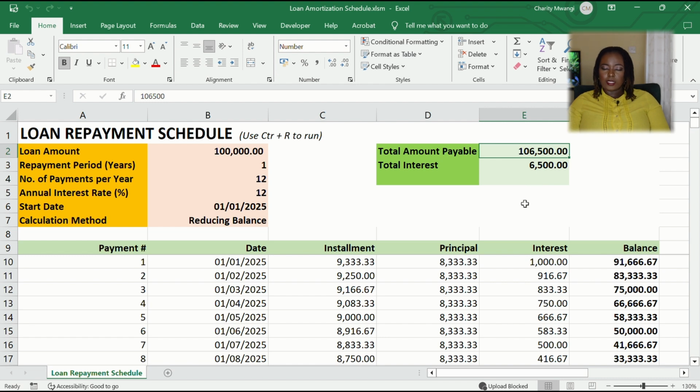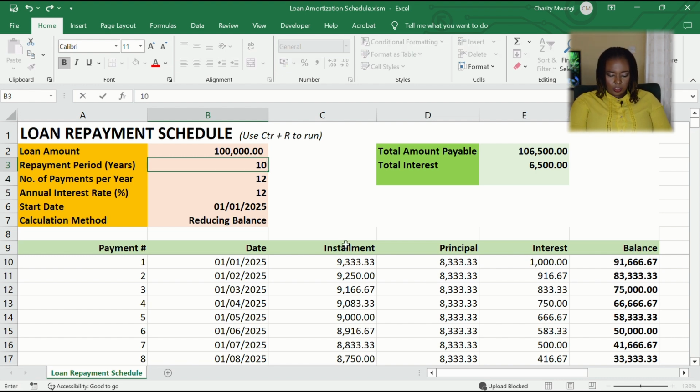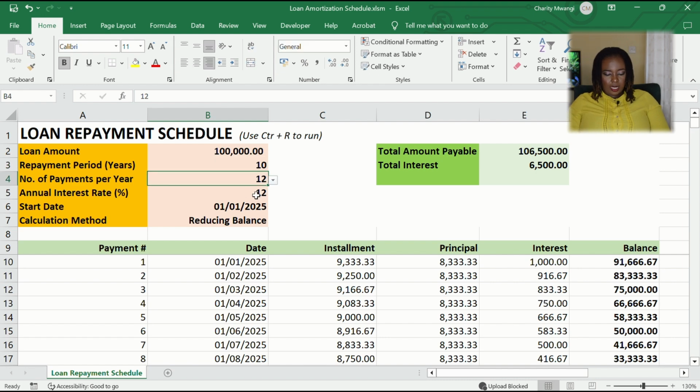So as you can see, for the three models, the fixed rate is the most expensive, then the amortization, and then the reducing balance. This total amount also will be dependent on the repayment period. Let's do, let's say, 10 years. So 10 years means 120 months. Let's retain the interest rate. Let's move this to 1 million.